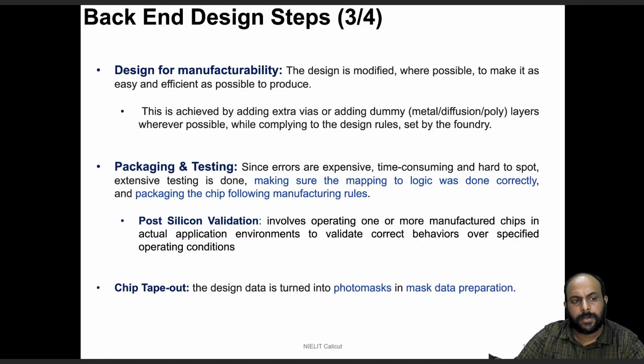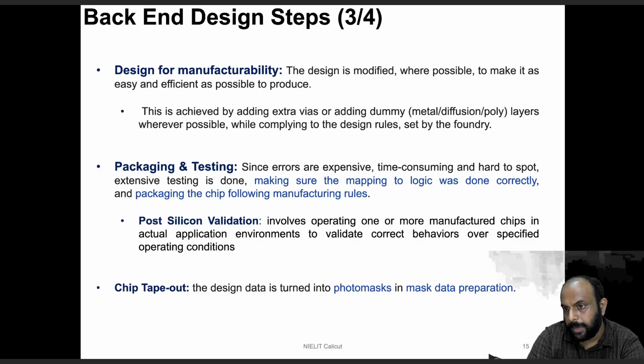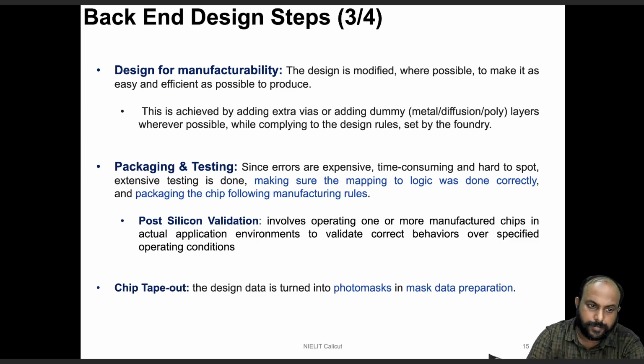Sometimes there could be a step called design for manufacturability shown separately in the flow. In this step, basically the design is modified to the extent possible to make it easy and efficient to be produced. The DFM is achieved by adding extra wires, adding dummy layers, etc., all complying to the design rules set by the foundry.